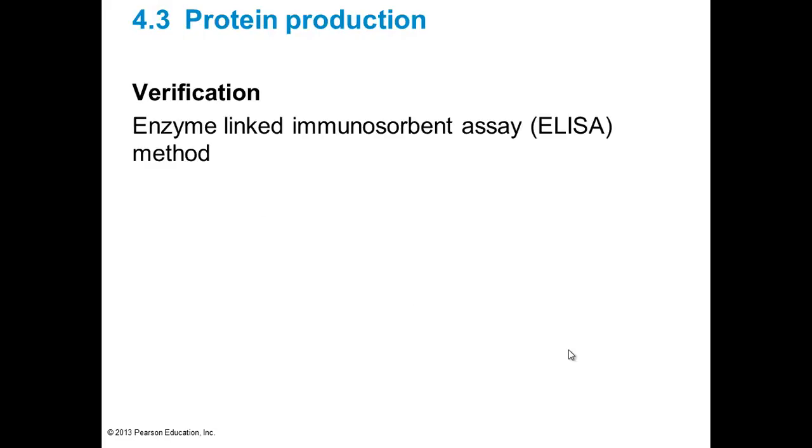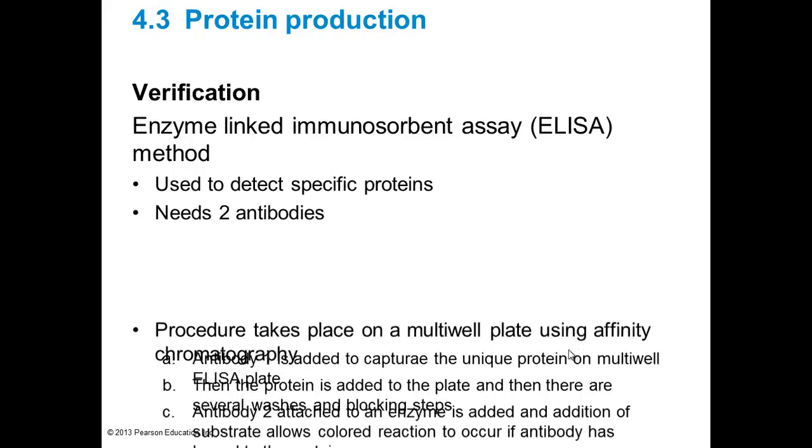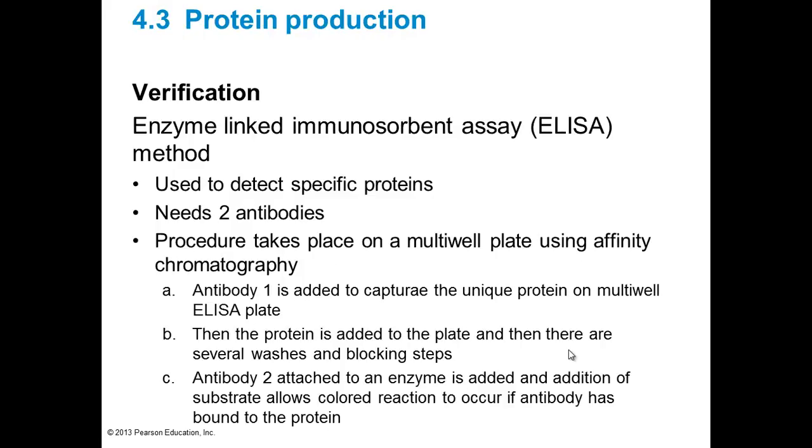You can also use ELISA if you don't want to run it out on a gel. You can just blot a membrane and use enzyme-linked immunosorbent assay. You need 2 antibodies. You need a detection antibody and then a reporter antibody. And you just use like a 96-well plate. Antibody 1 captures the unique protein, and then the protein is added to the plate. Antibody 2 sandwiches the protein, and it's attached to an enzyme covalently, and then the addition of the substrate allows a colored reaction if the antibody is bound to the protein.